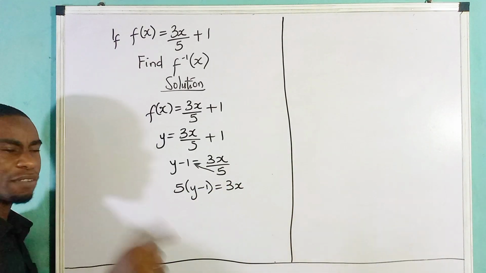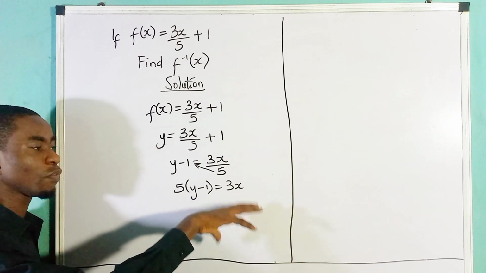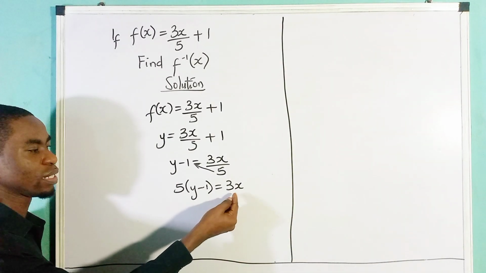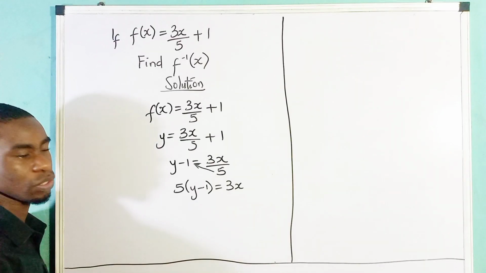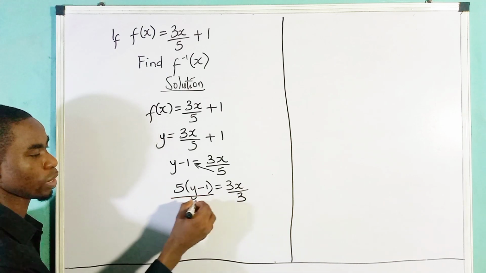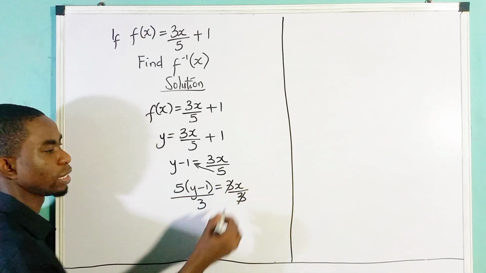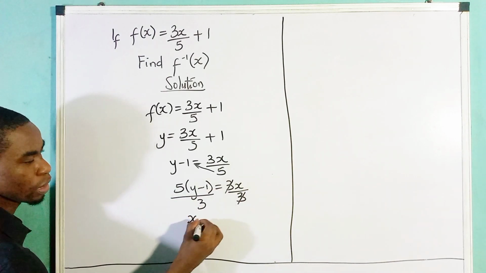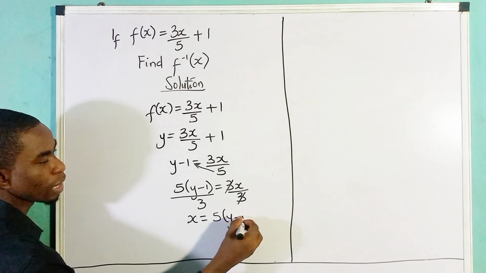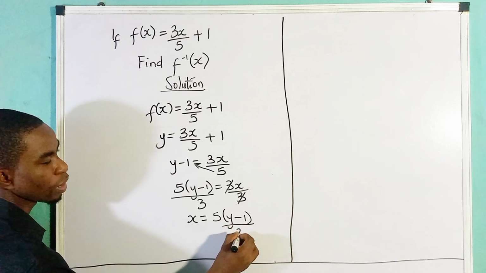Okay, we still have a number attached to x. We want to remove all the numbers attached to it. So remove this 3 that is attached to x by dividing both sides by 3. Okay, divide it by 3, and then we have x is equals to 5 into y minus 1 over 3.